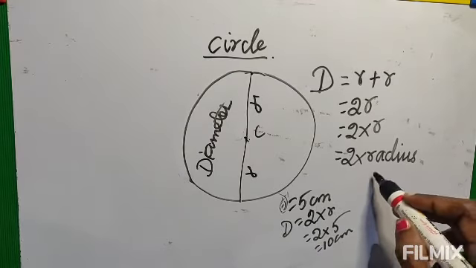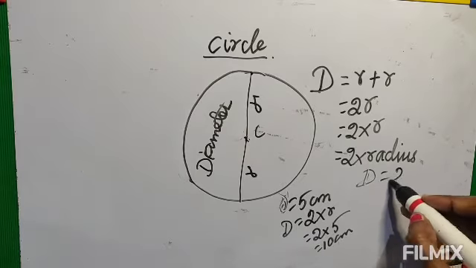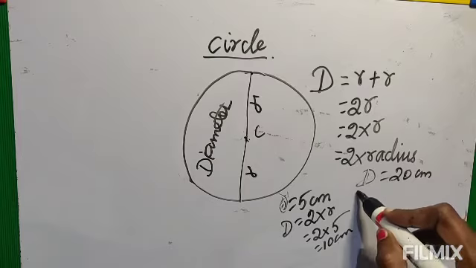Again, suppose the diameter is given. Suppose the diameter is 20 centimeters and they are asking you to find the radius.